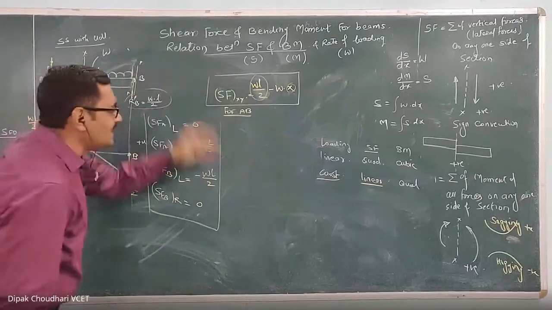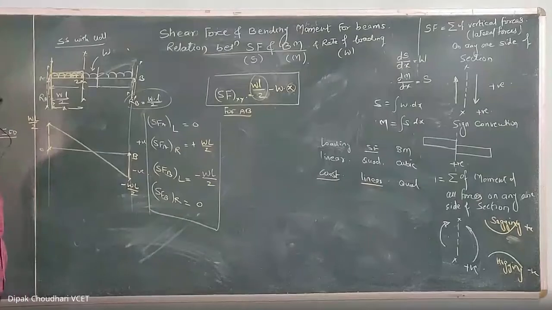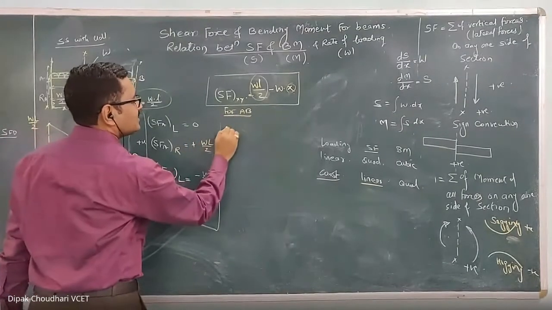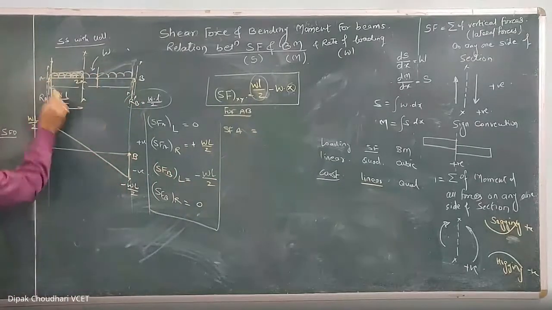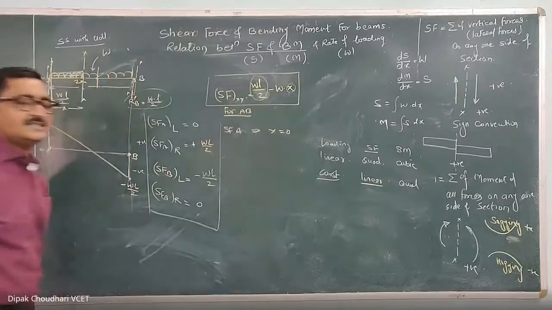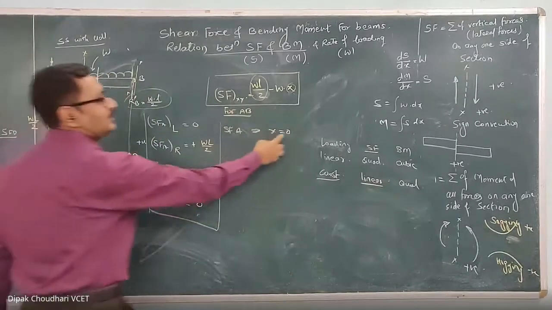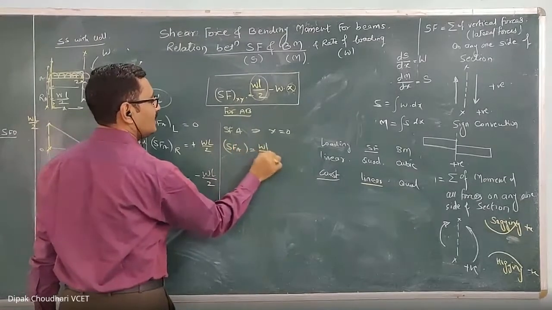Now from this general equation also I can calculate the shear force at point A and B from this equation itself. How? If I want to calculate the shear force at point A, what is the value of X? At point A, X equal to 0, isn't it? If I substitute this X equal to 0 here, I will get the shear force at point A, which is equal to WL by 2.